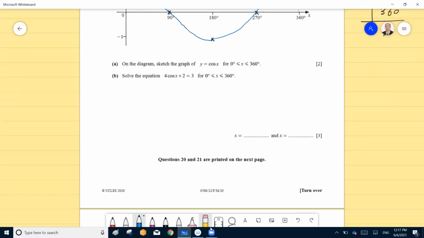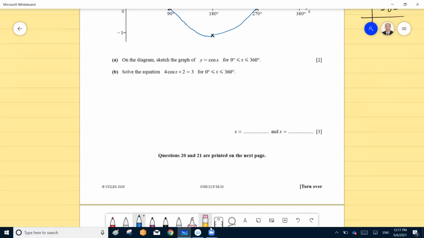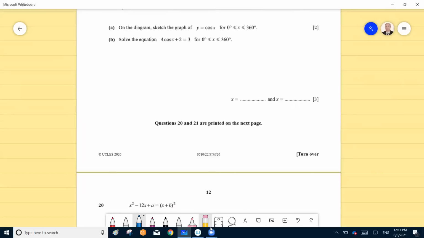Solve the equation 4 cosine x plus 2 is equal to 3 in the range of x between 0 and 360. Very simple here. Just write the equation, 4 cosine x plus 2 is equal to 3, and subtract 2 from both sides. So 4 cosine x is equal to 1. So cosine x is equal to 1 over 4. So x itself is cosine inverse of 1 over 4.